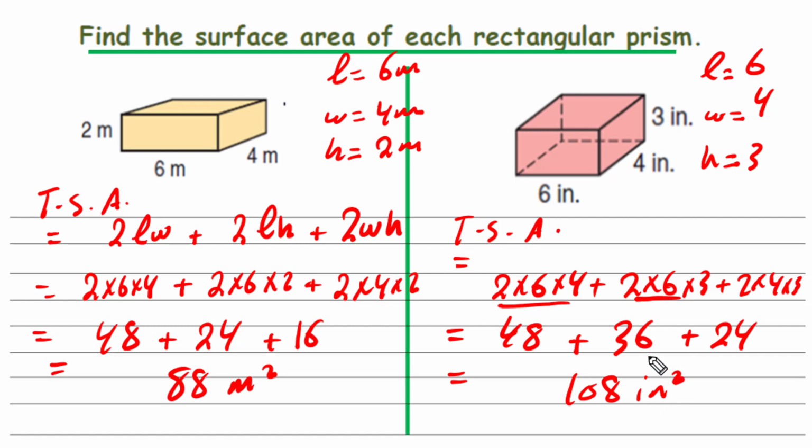So don't forget, guys, to find the total surface area of any rectangular prism, just find the product of the two dimensions: length times width, length times height, width times height. But don't forget to multiply by 2 or find the double, then add the three products. We get the total surface area of the rectangular prism.